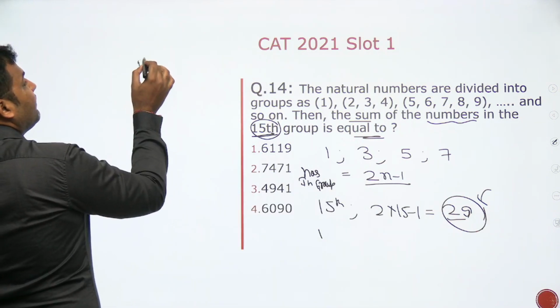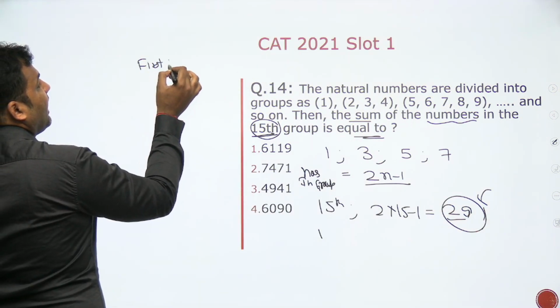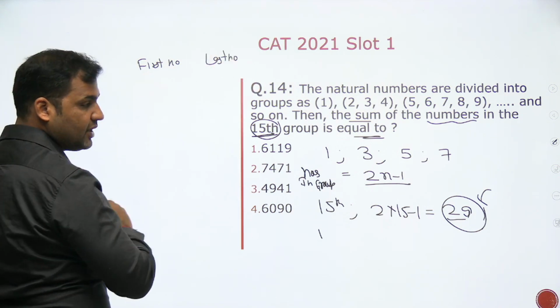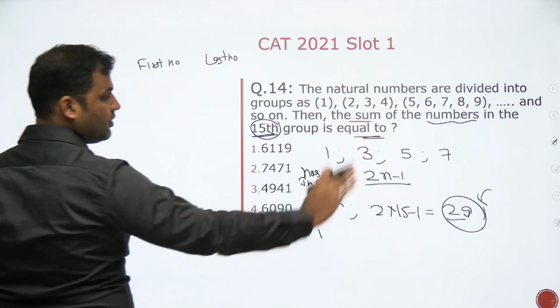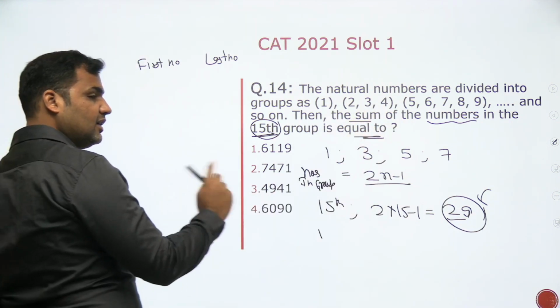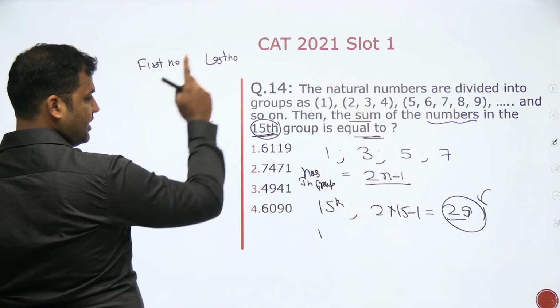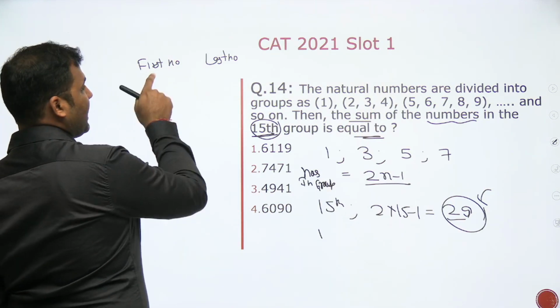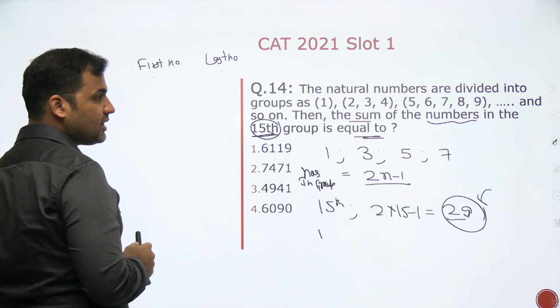If I get to know the first number and the last number of the group, I will be able to find out the average. Multiplying the average by 29, I get the total summation, right? So what I need now is the first number and the last number, and then I will get the average.